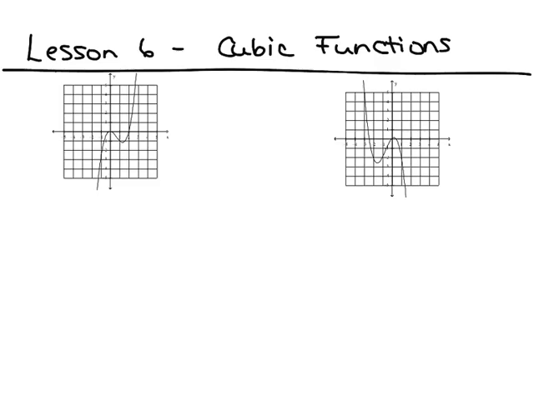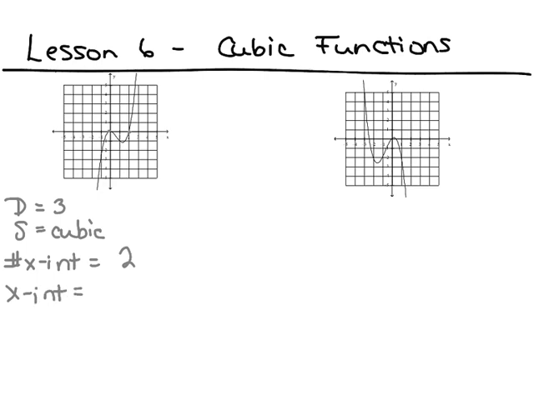Okay, for the following graphs, we want to find all the information. So for our degree, because it's a cubic, it's 3. So the shape is cubic. The number of x-intercepts for this one is 2. It crosses here and here. And our x-intercepts are at 0, and they're at 2. So at each of those spots. The y-intercept is where it crosses the y-axis, so it's at y equals 0.